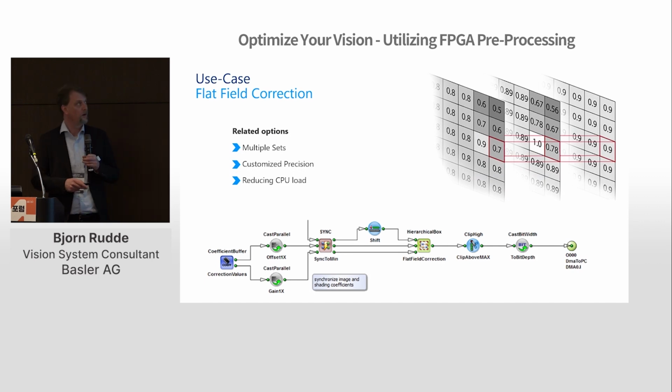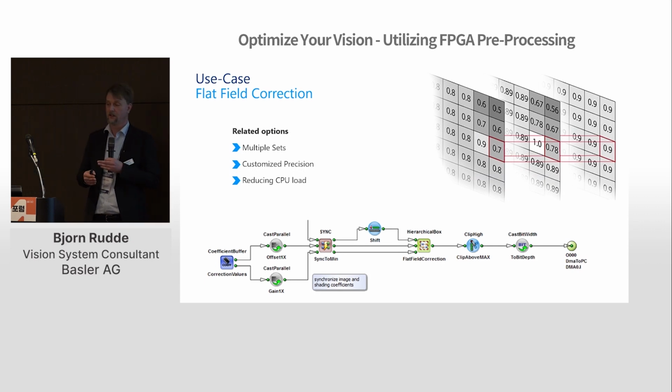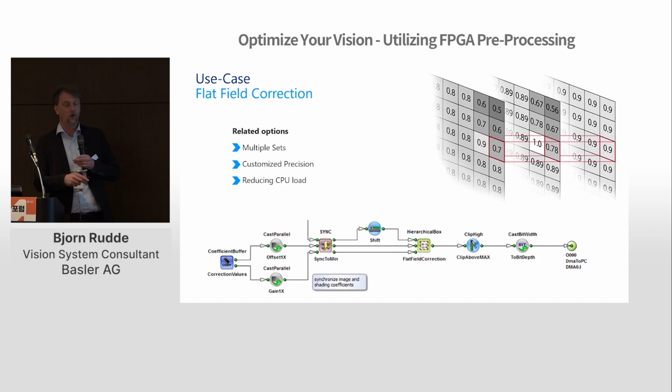As one of the examples, there is flat field correction. It's very easy to understand. You need, per pixel coming from your image, an offset and a gain. A lot of cameras and other frame grabber manufacturers already give some flat field correction approaches. But in a lot of applications, you need a customized version or even multiple sets that maybe are not supported by the hardware you're currently using. So then you can use the frame grabber.